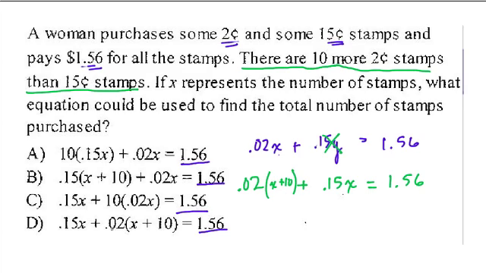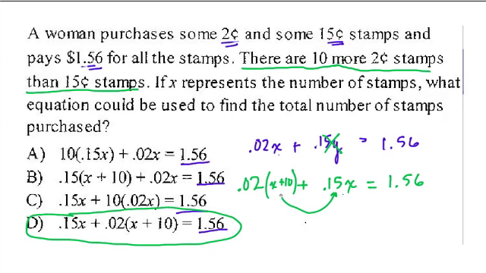Let's just take a glance. Is that anywhere here? Well, I see it right here in D. They just wrote the order differently. They swapped the order of these two terms, but that's okay. We know by the commutative property of addition that the order doesn't matter. Notice they're saying everything we said. There's some number of 15-cent stamps, and there's 10 more than that for the 2-cent stamps. Add them up and we spend $1.56.